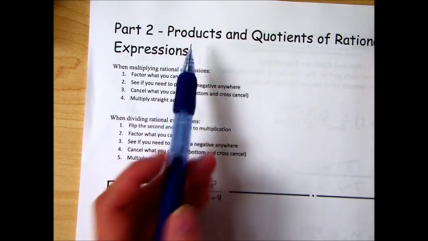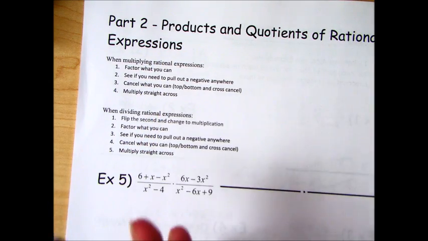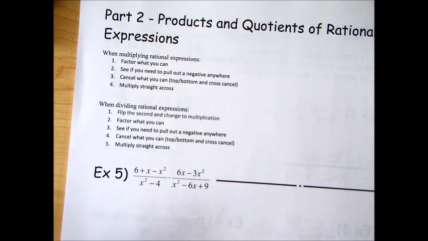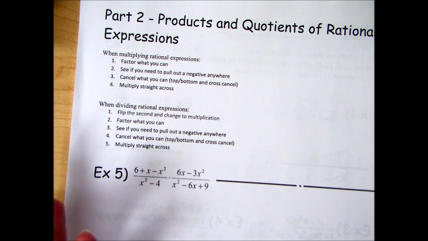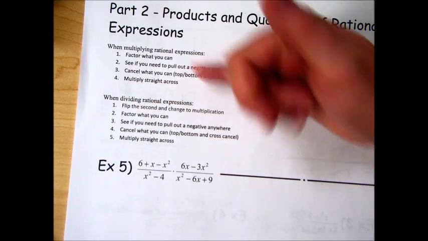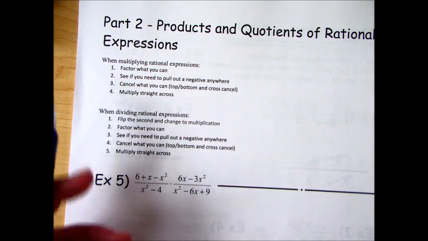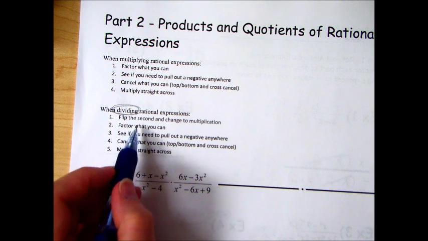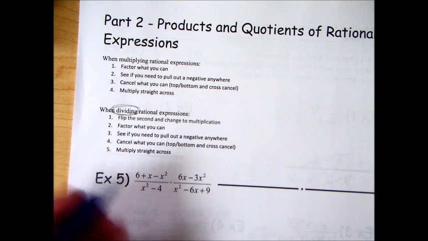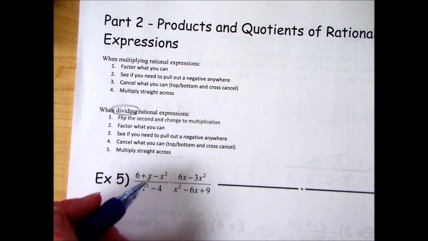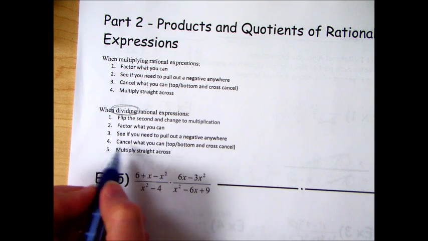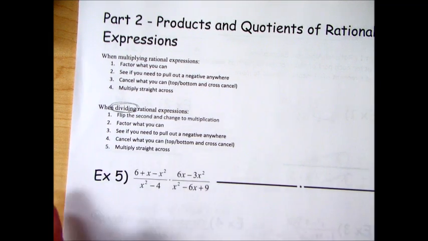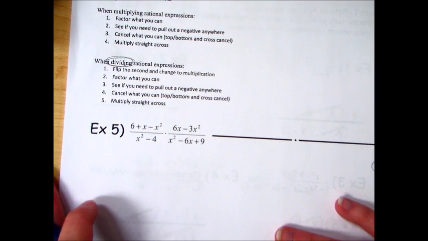Part 2, you're going to have products and quotients. So you're really just going to have 2 problems in one. Your goal is to factor anything that factors and cancel anything that cancels. And that's pretty much what this says. The only trick is when you are dividing fractions, make sure you flip the second one and change it to multiplication. Other than that, the steps are the same. Factor what you can, see if you can pull a negative out, cancel anything you can, and then just put your stuff back together. All right, example 5.